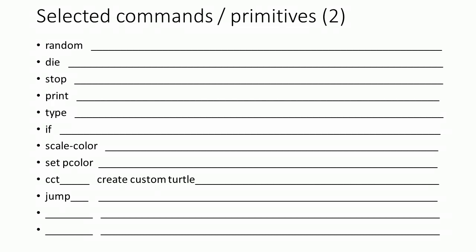CCT stands for Create Custom Turtle, which means that you can specify more attributes than you can with just a create turtle. So custom lets you specify what it looks like and things like that. And then finally on this list, jump basically is a way of telling an agent to move to specific coordinates from where it is, kind of like a teleporter.